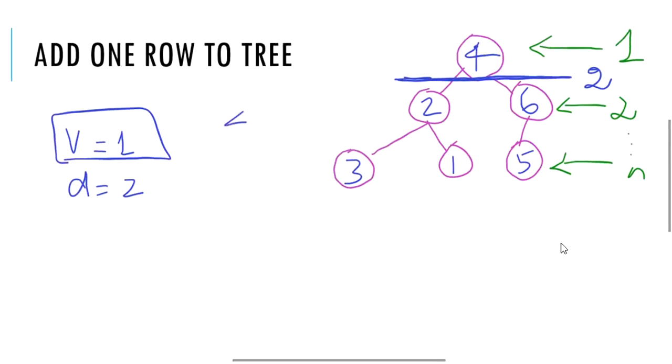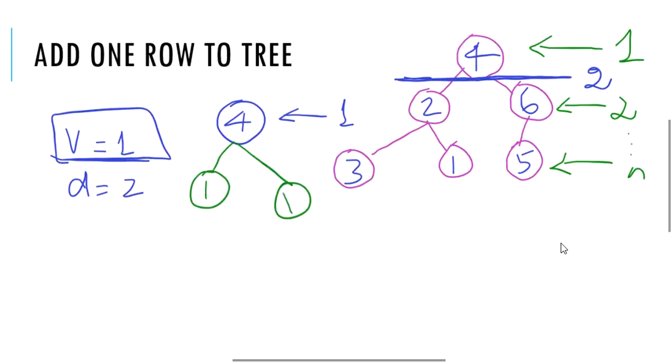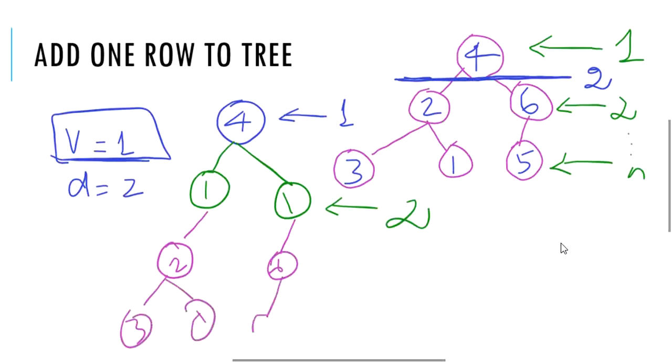So let's have a root node 4. This is of depth 1 and now we have to insert our nodes of value 1 at depth 2. So our values will be inserted as its left and right children. So once the level at level 2 or depth 2, our given value nodes are added, the rest of the children are going to be its children. So now 2, 6 and then its children 3, 1 and 5 are added to the rest of the tree after adding the level.